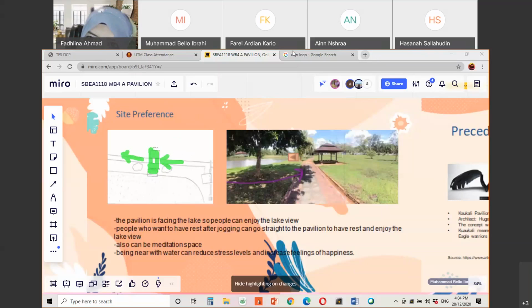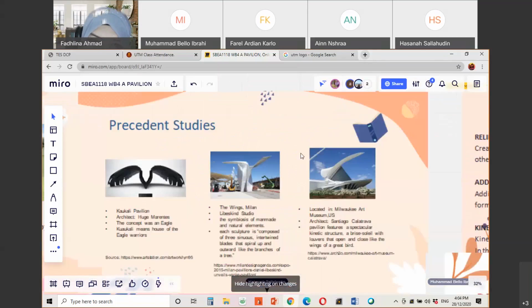Okay. Alright, Asana. Okay. So this is my precedent studies. The first one is Kau Kali Pavilion, architect Hugo Merintes, and the concept was an eagle. Kau Kali means House of the Eagle Warriors.